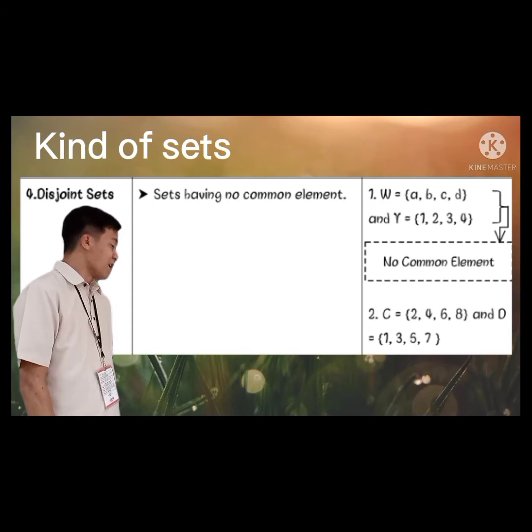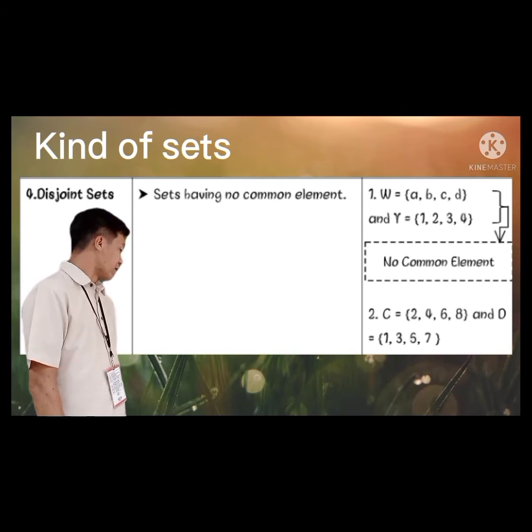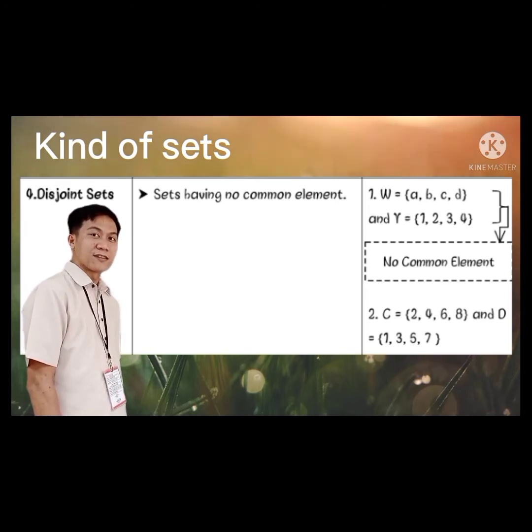Another example, our set C, the elements are 2, 4, 6, and 8. And our set D, the elements are 1, 3, 5, and 7. So there is no common element also. So they are disjoint sets.